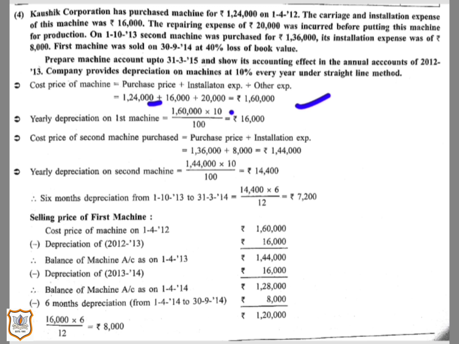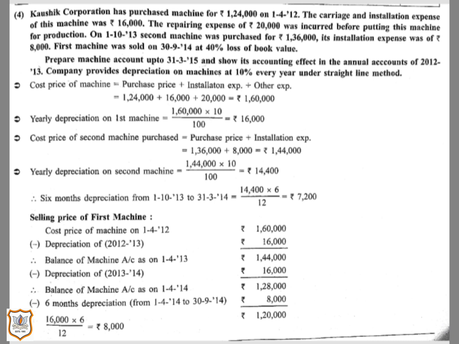Now we can find out the yearly depreciation as we have found out the cost price of the machine. So here the depreciation rate is 10%. So 10% of 1,60,000 is rupees 16,000. So 16,000 is the yearly depreciation of the first machine. Now let us see the depreciation for the second machine.